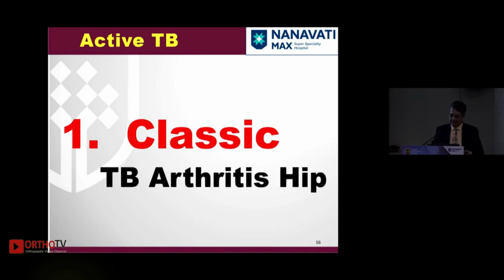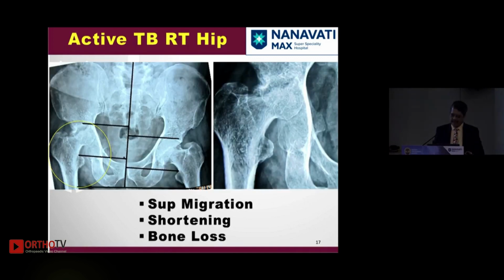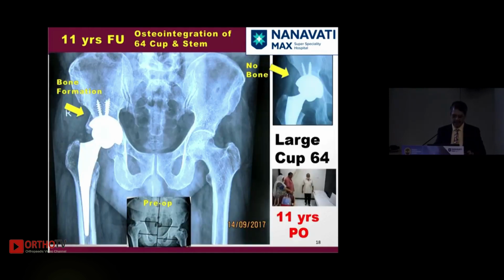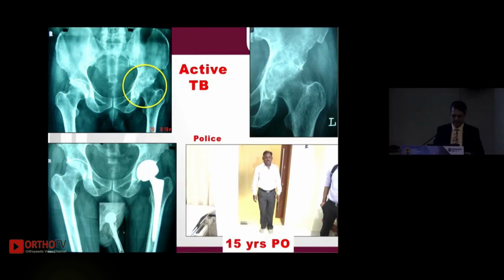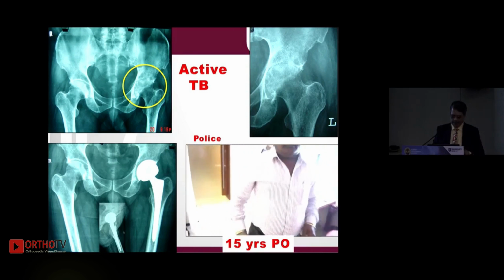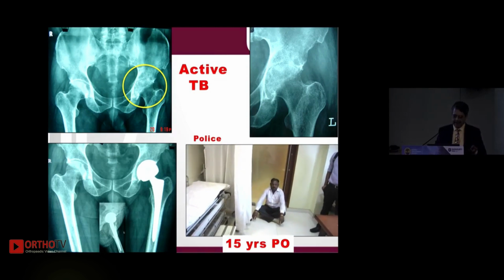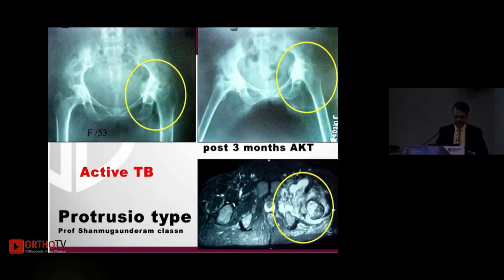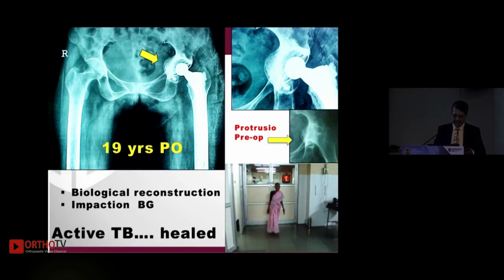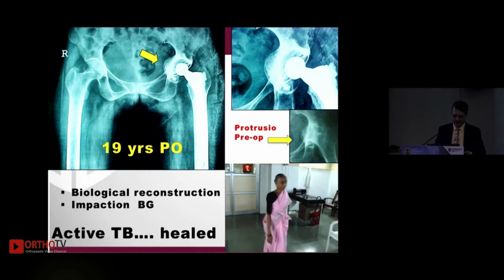A classic TB, you can see classical destruction. After good preoperative backup and good response, you select the case and do THR, and you can see 11 years follow-up, he is enjoying walking. One more case, he is a policeman, and you can see he is as active as before. After 15 years of active TB, he was bedridden. Protrusio, you can see this is a classical active TB on MRI, and she is enjoying, with now more than 19 years follow-up.